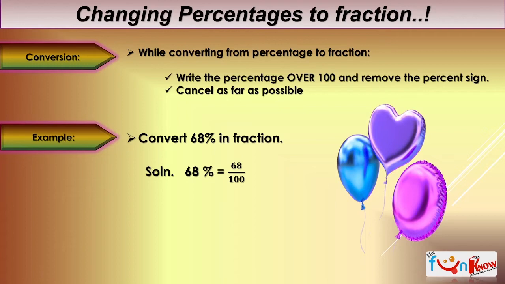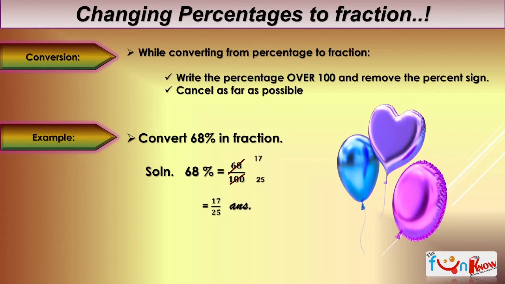Then what will you be doing? You will just write the percentage over 100. That means you will divide the percentage, that is 68, by 100. Then you will cancel as far as possible. That means you will divide the values, or cancel down the values, as far as possible.